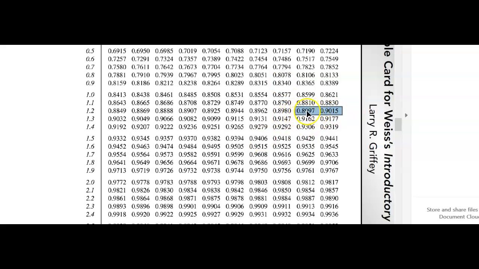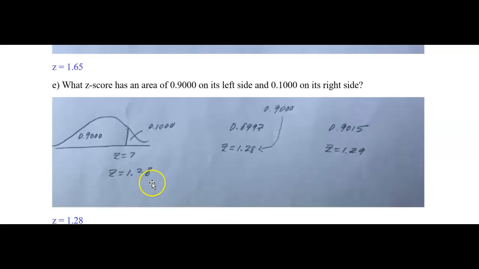So what's the z-score for this number? It's 1.28. The z-score for this number, which 0.9000 is closer to, is 1.28. And that's what we have here. Okay.